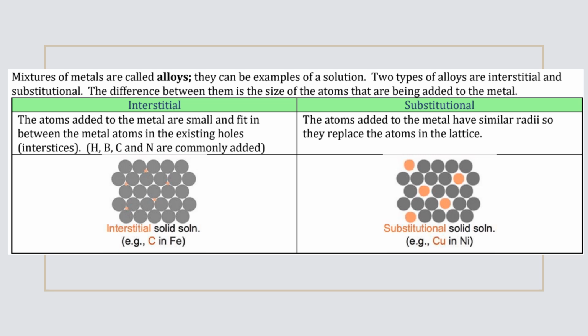In a substitutional alloy, the atoms added to the metal have similar radii, so they substitute for the atoms that are found in the lattice. Just for your own edification, carbon and iron is steel, that type of alloy, and copper and nickel is this alloy, copper nickel. Very, very original.